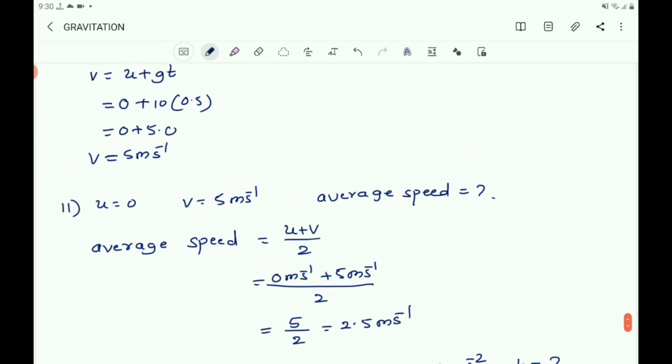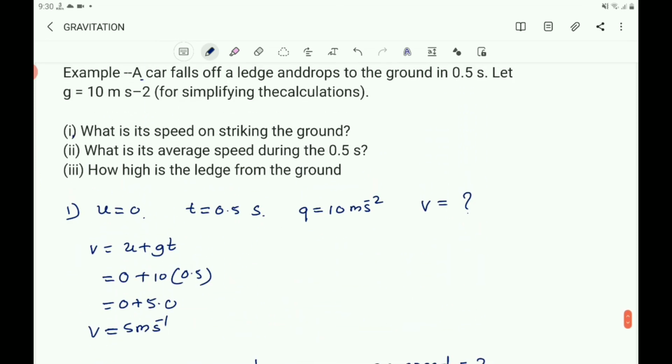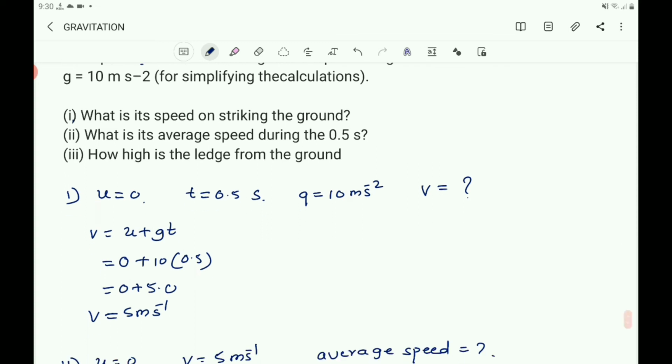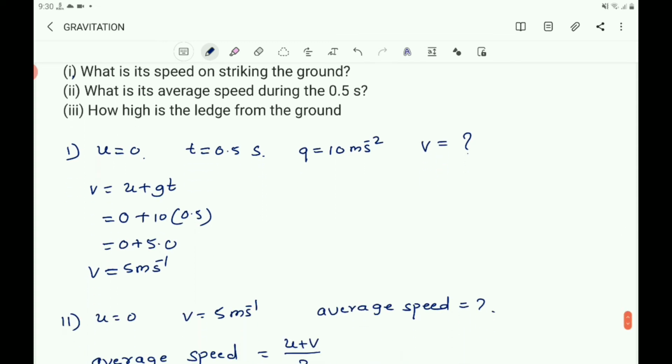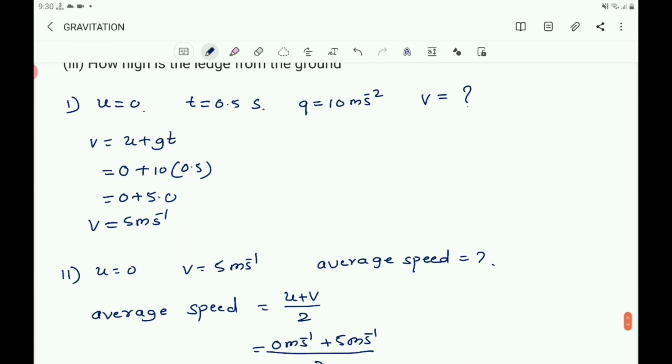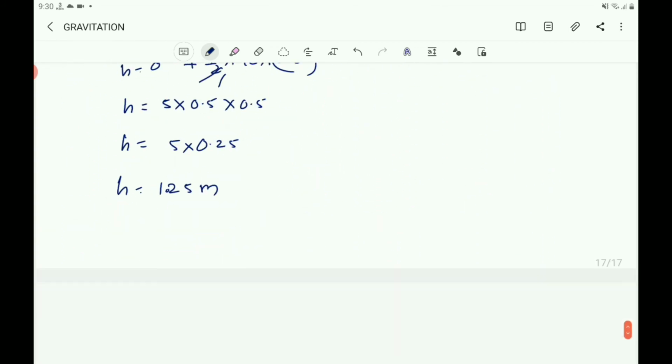Then you write the answer. What is the speed on striking the ground? The speed on striking the ground is 5 ms to the power of minus 1. The average speed during 0.5 second is 2.5 ms to the power of minus 1. The height of the ledge from the ground is 1.25 meter. Then you write the answer here.